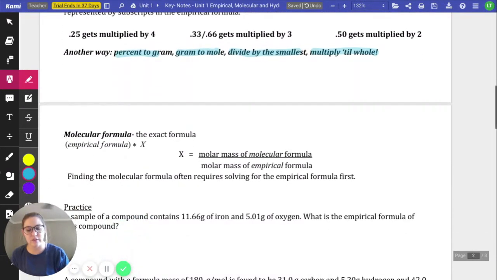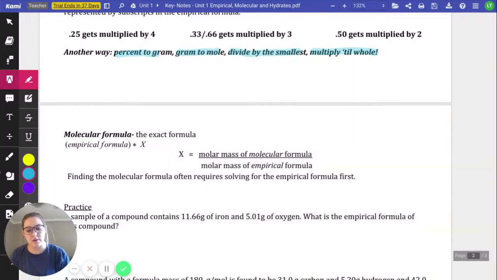And then molecular formula is where we have our exact formula. So as opposed to empirical, where empirical would be like C1H2O1, molecular is like the C6H12O6. It's the actual formula.